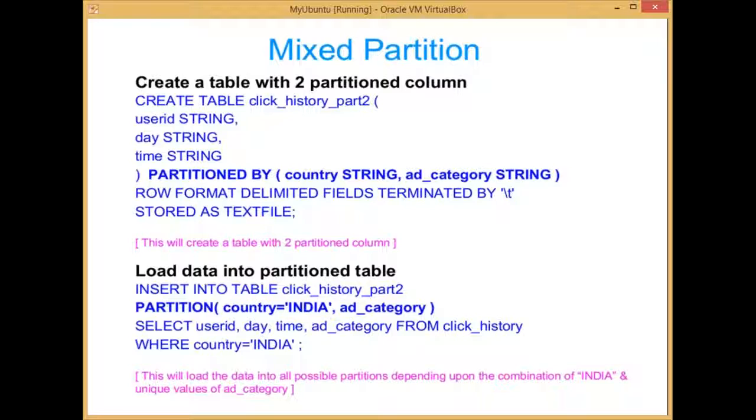The 50,000 rows which are stored in a single file in my simple table will now be stored in 42 logical files. So if your query is such that you need the data from US for technology, in that case we will be scanning a very small file. Out of 42 files, we'll be scanning only one file and will give the result quickly. If you fire the same query on the simple table, those 50,000 rows will be processed.